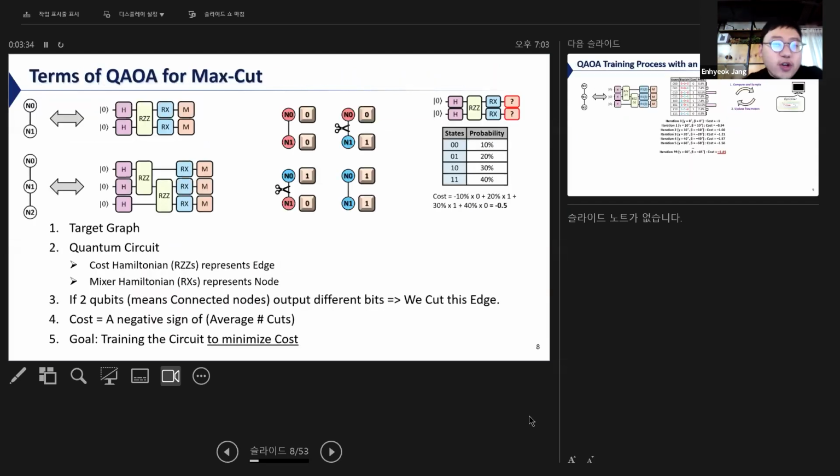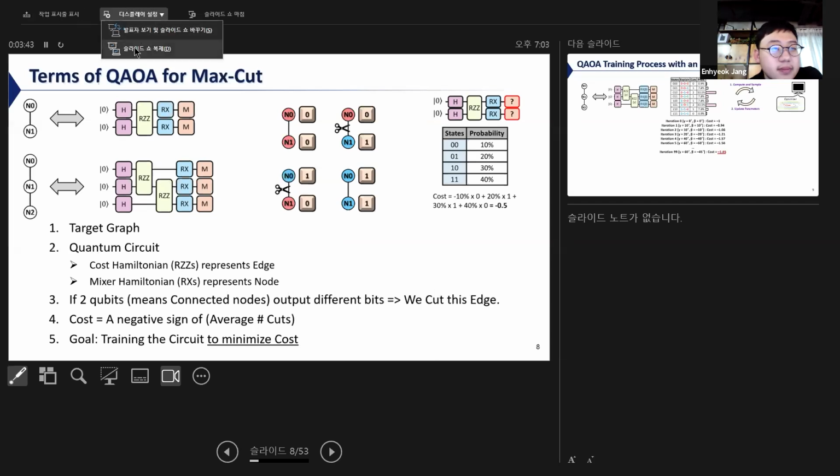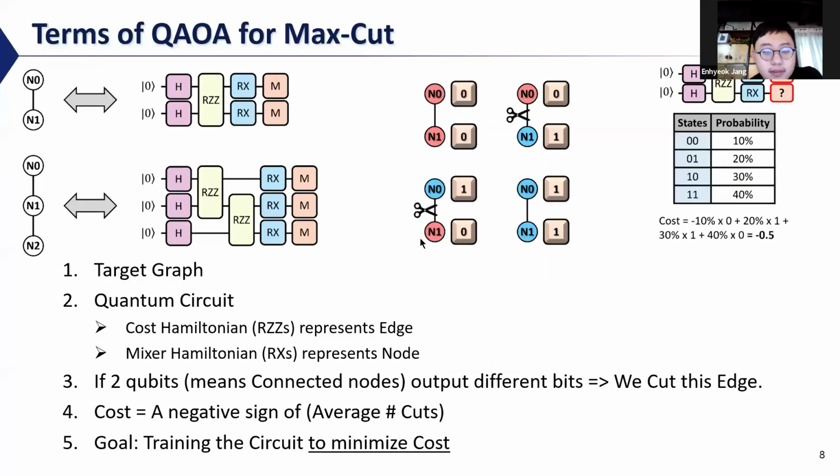Here are the basic terms of QAOA for max-cut. Here is the target graph, and here is the quantum circuit. A cut means that the measured qubits of the two nodes show different classical bits, and the cost is the negative of the average number of cuts. The aim of this application is training the quantum circuits to minimize the cost function.